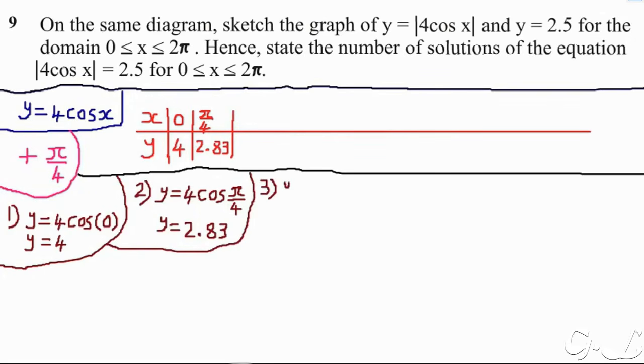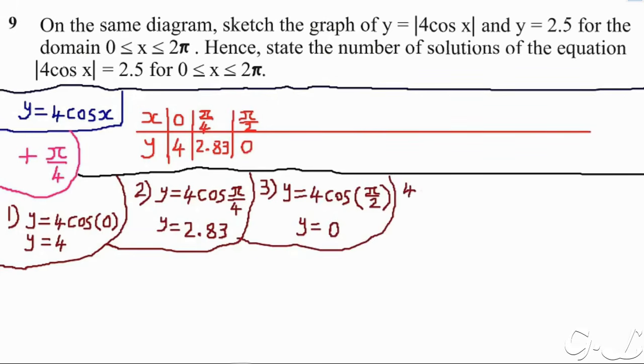Let's now go to number 3. You have to add pi over 4 again. So pi over 4 plus pi over 4 gives you pi over 2. You have to write pi over 2 there. So y equals 4 cos pi over 2, and the value of y will be 0. You have to write that 0 again. Let's now go to number 4.